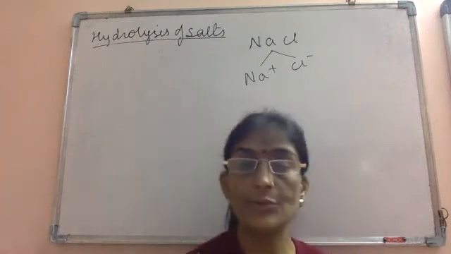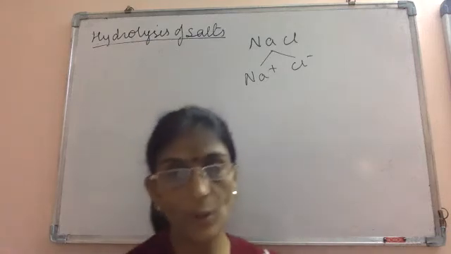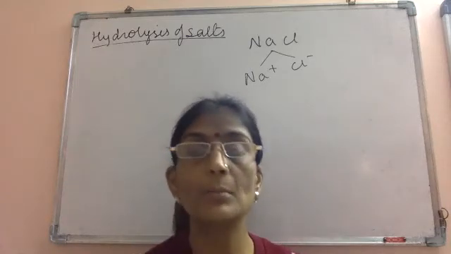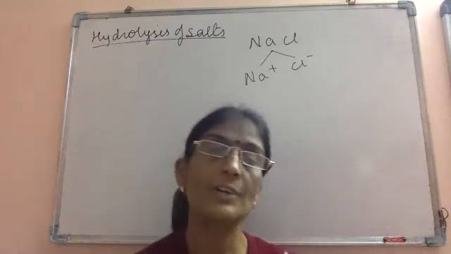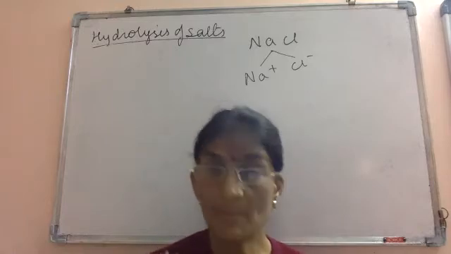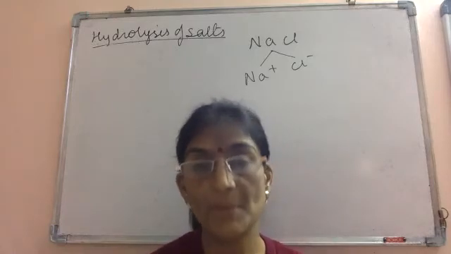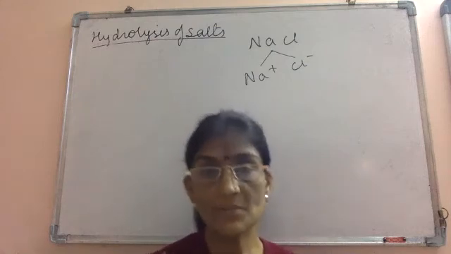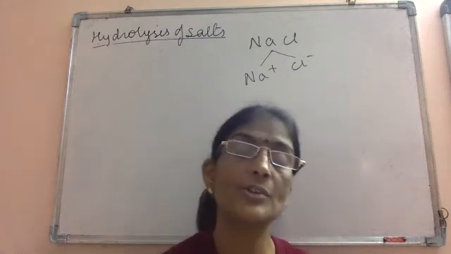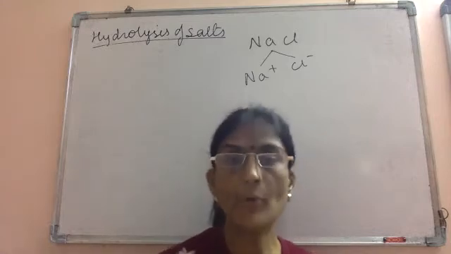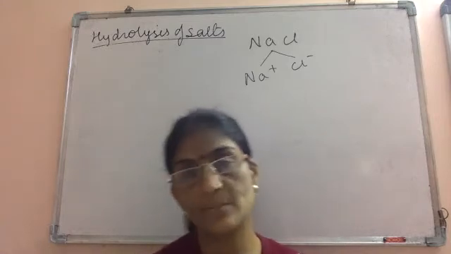Suppose I have a solution of sodium acetate salt, and if I dissolve it in water and dip red litmus paper, it will turn blue. That means the solution is basic. Suppose I make a solution of ammonium chloride and dip litmus paper, blue turns red, meaning acidic. So some salt solutions are acidic, some are basic, and some are neutral. Depending upon the nature of the salt, hydrolysis takes place.